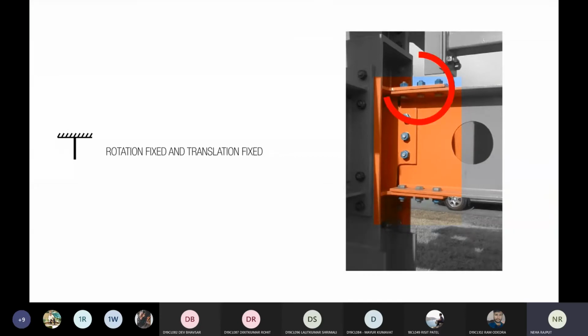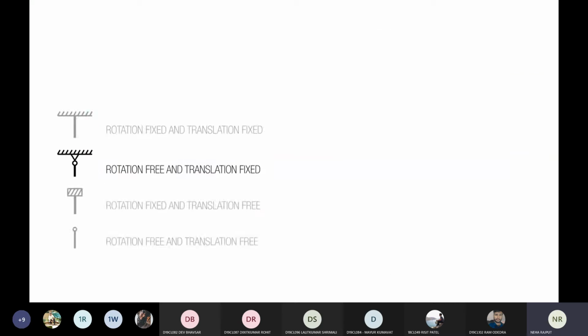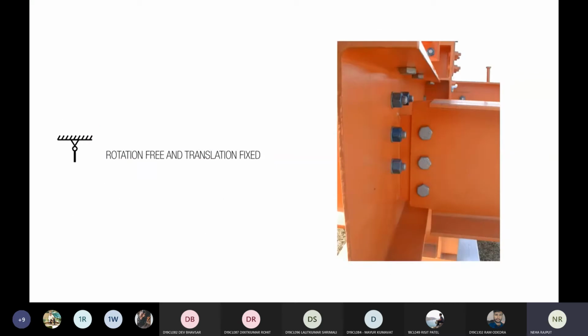It's a moment connection because we've engaged the flange and the web, and we're holding both of them in place. And so that would be rotation fixed and translation fixed. It's not going to slide up and down. It's not going to rotate. This is what we called a shear connection before.